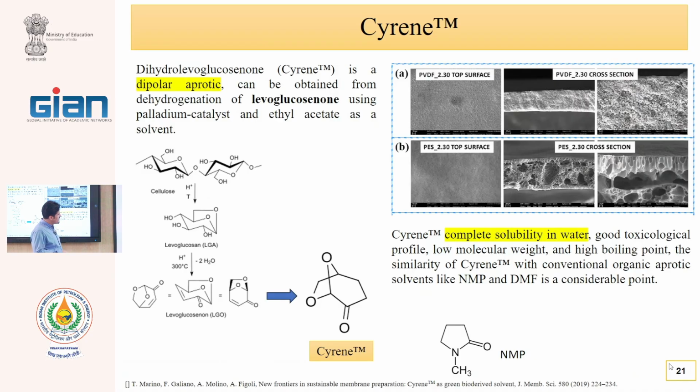Cyrene, and this is NMP, the traditional one. This is the structure of Cyrene, and you see that there is some similarity between them. In most cases, Cyrene is used instead of NMP. And you see that with the use of Cyrene and control of conditions, we can dissolve PVDF and polyethersulfone, and good membranes have been fabricated.